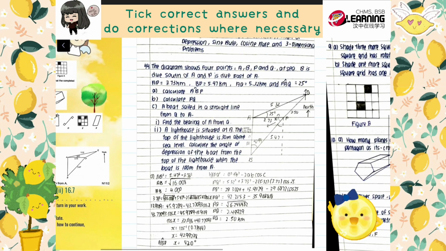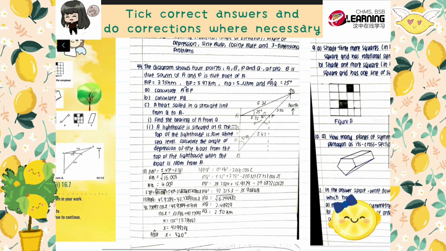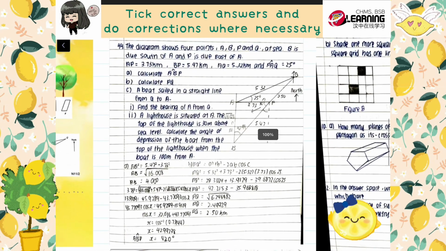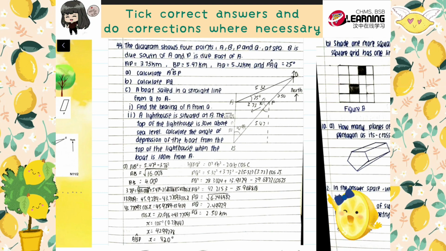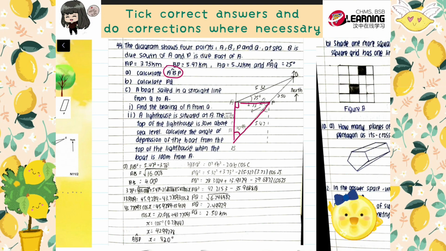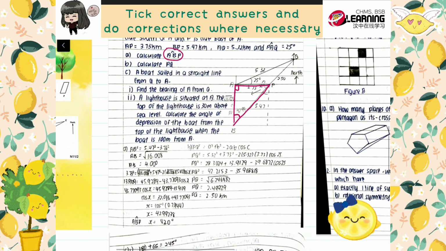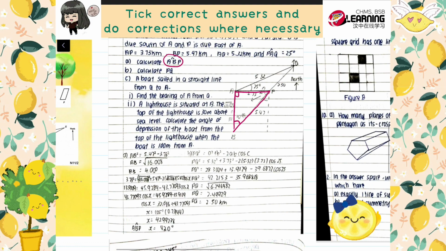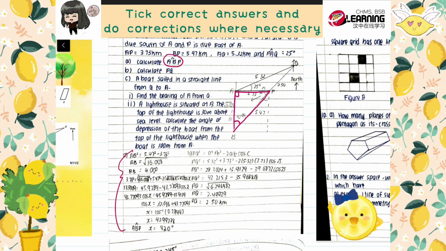I will mark question 44 first. Question 44 is about trigonometry. Let's look at 44A. You are going to calculate angle ABP. Angle ABP is here. This is a 90 degree triangle. So you don't need to do this long to find the answer, even though the answer is correct, but I still accept it, of course.